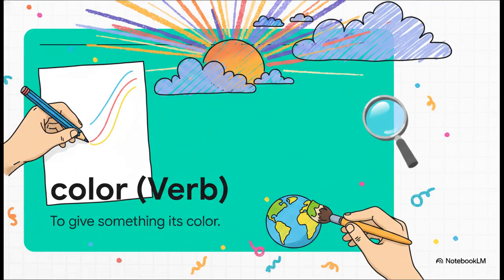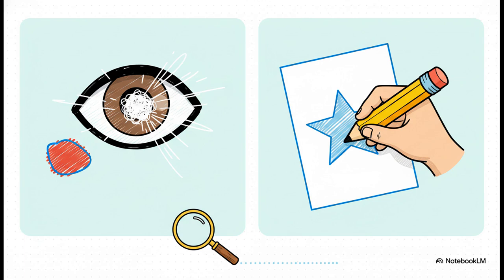But then, it does this cool little magic trick. It completely changes its role and becomes an action, a verb. To color something means to give it color, like you color in a coloring book. Or, the sunset colored the sky. It's something you actively do. And when you see them side by side like this, it's kind of cool, right? Same word, two totally different jobs. One is a thing you see, the other is something you do.